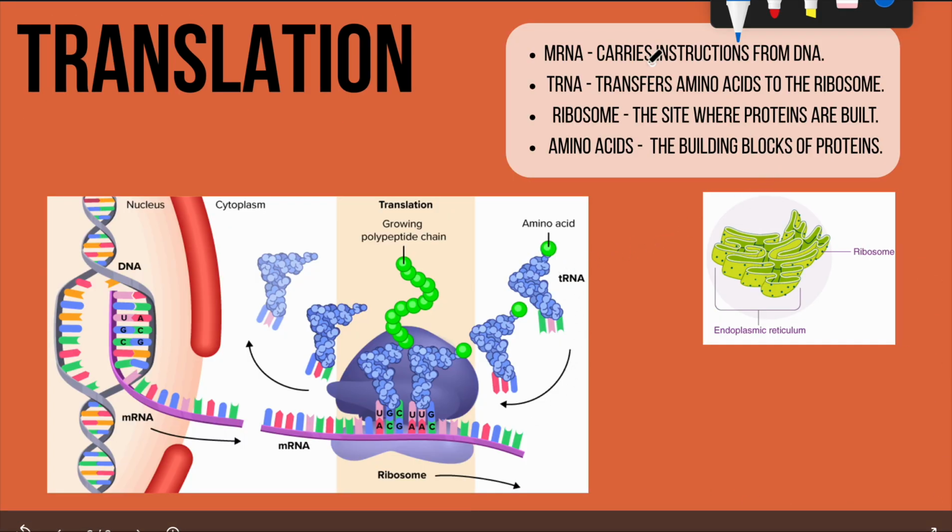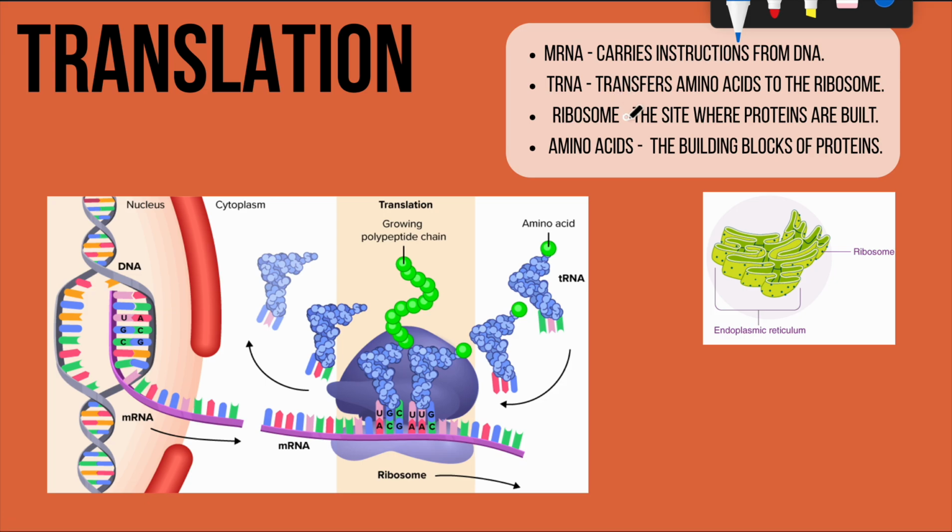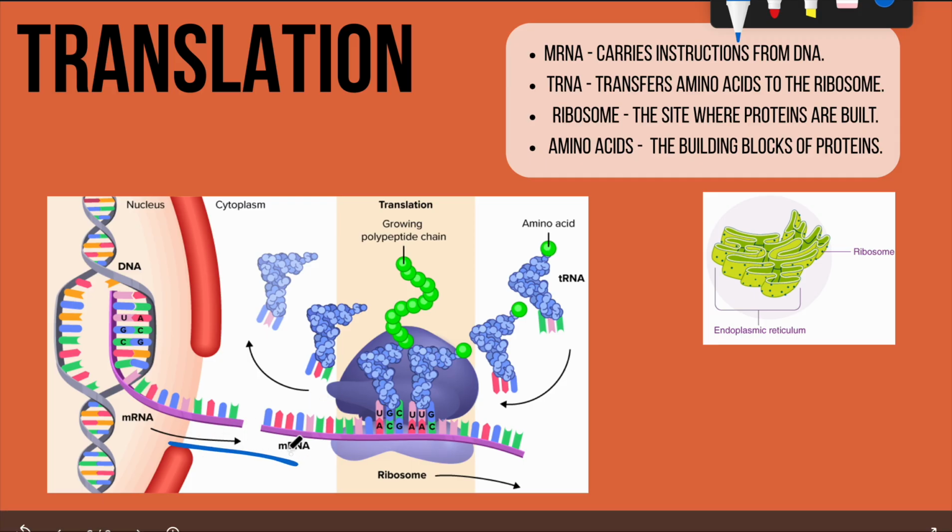Like we said, some of the key components: mRNA, tRNA, ribosomes, and amino acids. The mRNA carries the genetic message from the DNA to the ribosomes, so the cell knows what proteins to make, which is what's happening here.